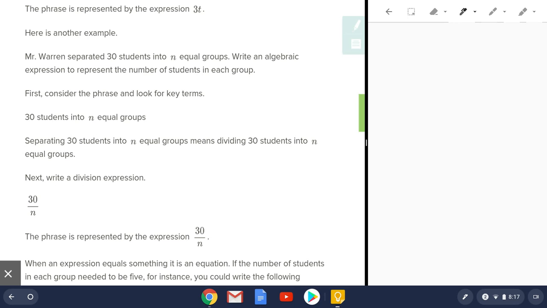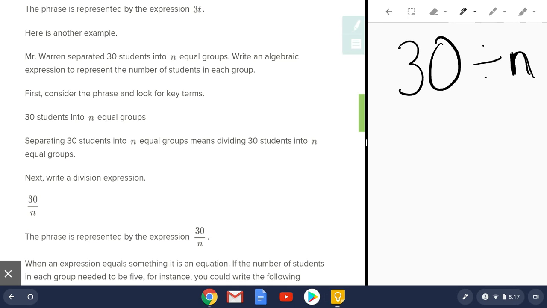First, we know that we're dividing 30. That's our whole, right? And we're dividing it by what? We don't know. We know that there are n groups. We don't know what that variable represents. So we would just divide it by n. What's another way that I could express this expression? What's another way that I could show 30 divided by n?